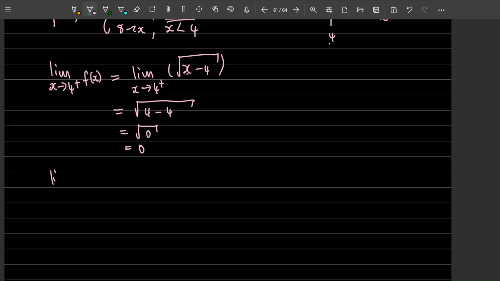Now let's see, can we get the limit of f of x as x approaches 4 from the left? Okay, as x approaches 4 from the left.